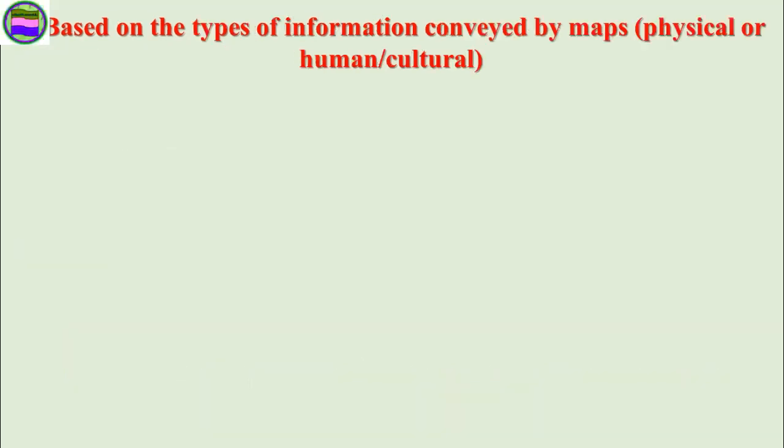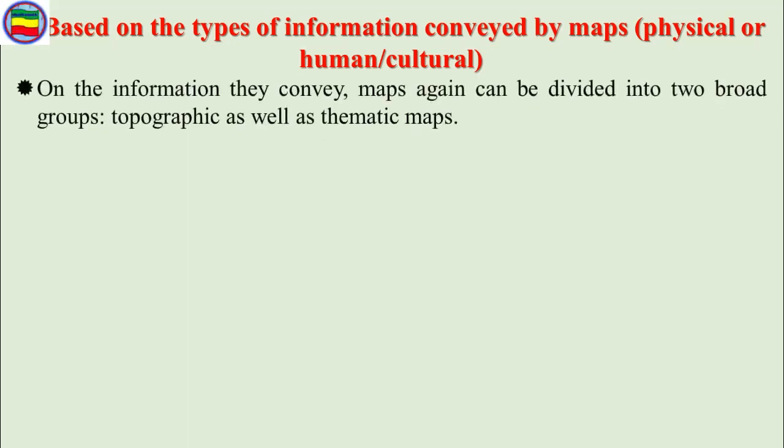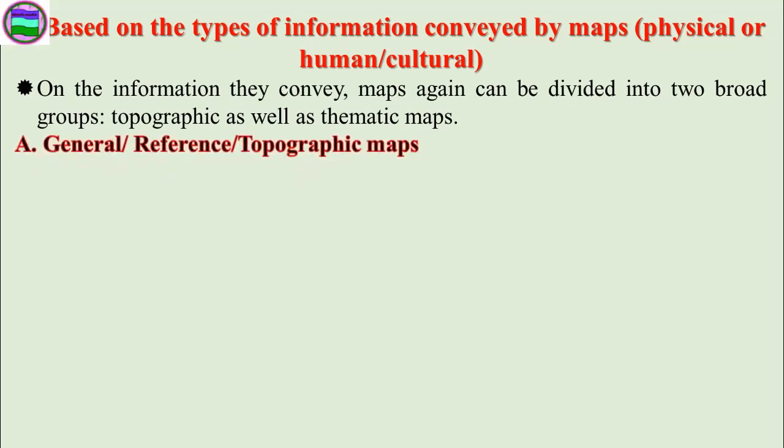The other classification is based on the type of information conveyed by maps, whether physical or human and cultural. On the information they convey, maps can again be divided into two broad groups: topographical as well as thematic maps. Based on what we are going to represent on the map, it can be a topographical or general purpose map, or a thematic or specific purpose map. The general one is sometimes known as a reference map or topographical map.